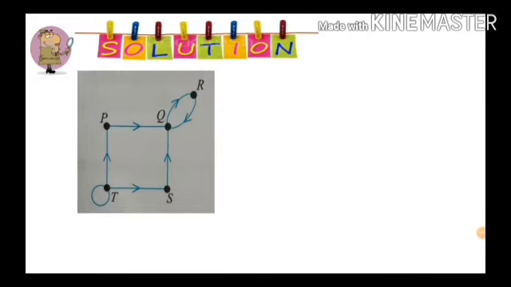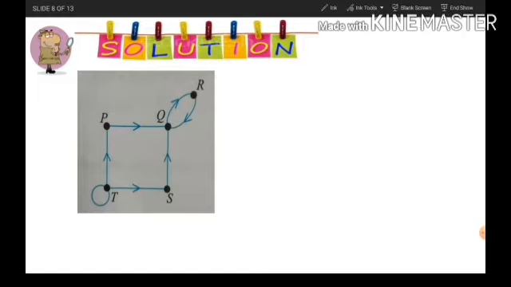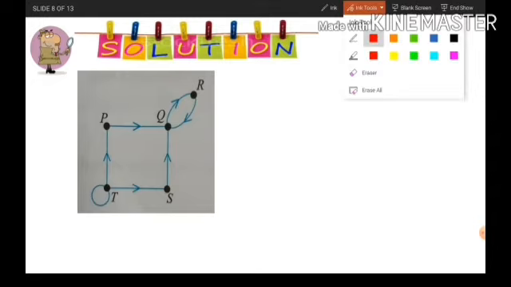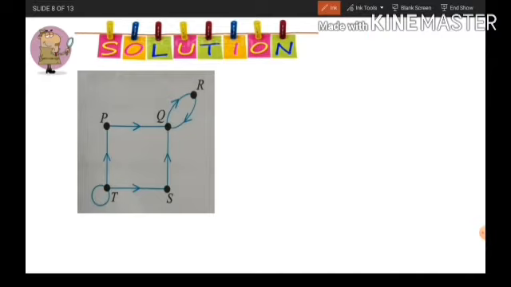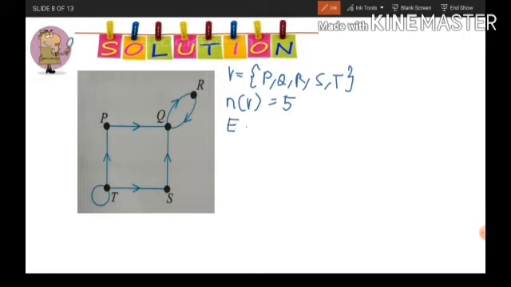Now we're going to solve the problem of vertices and edges with a directed graph. It is different from an undirected graph because there is an arrow. I'm going to show you how to do the solution. First, the vertices are still the same, P, Q, R, S, and T, so the number of vertices is equal to 5. The difference is the edges.